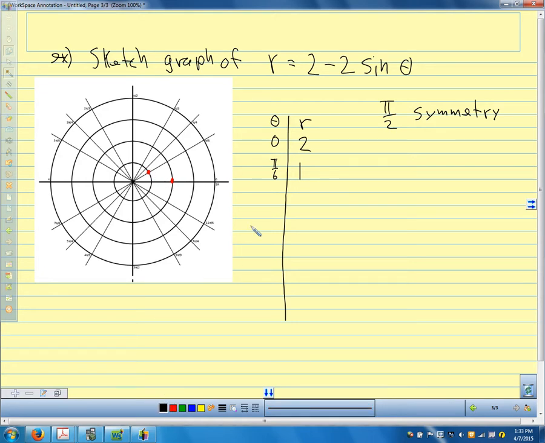When theta equals pi over 4, I get about 0.59. So something like that. And then when theta equals pi over 2, I get r equals 0. So there's the top half of my graph. And we know this has pi over 2 symmetry, yes?